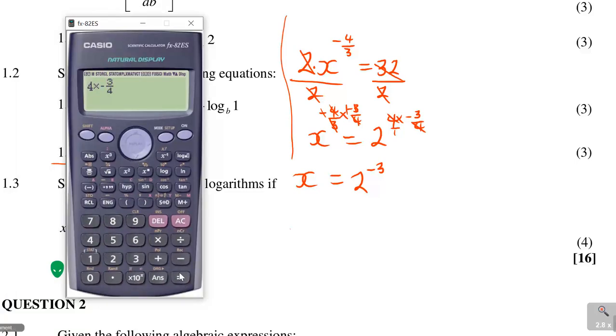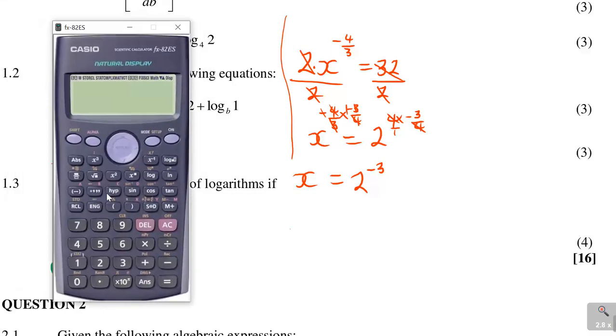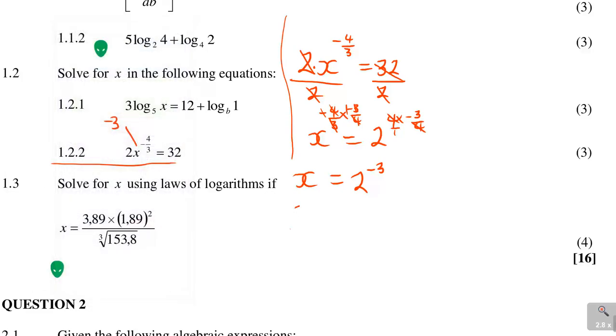I think the calculator gave me the answer as an exponent, not as the value of x. Now I see where the error is. I said x was minus 3, but x is equal to 2 to the power minus 3. So if I say what is 2 to the power negative 3, 2 to the power negative 3 is 1 over 8. So x is equal to 1 over 8.